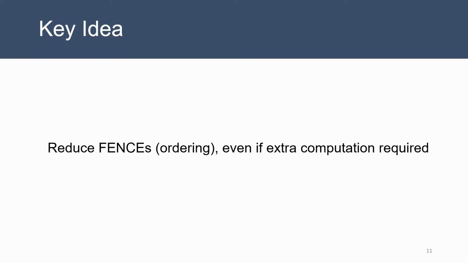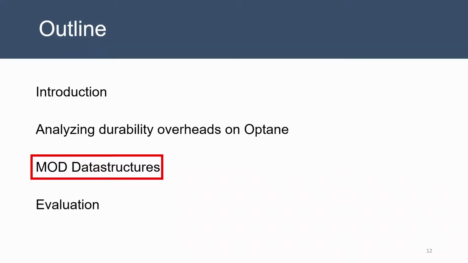All right. Yeah, so our call to arms is clear. We must reduce the number of fences or ordering so that we can overlap more of these flushes. And the gains are so high that we can actually perform some more computation, right? If that is what we need to reduce the amount of ordering. So there is this trade-off that we can play. So now I'll get into how we actually do that with our minimally ordered durable data structures.